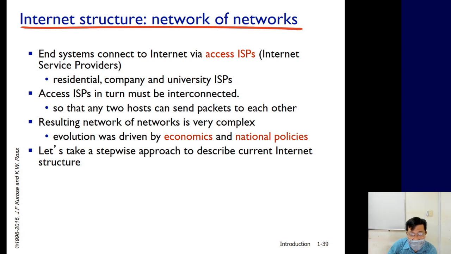So until now, we see that the internet is a network of networks. End systems connect to the internet via access ISPs. An access network can be residential, company, or university, and the ISP providing access can be a residential ISP, an access ISP. The structure of the internet is very complex. Its evolution is sometimes driven by economic reasons and national policy reasons.